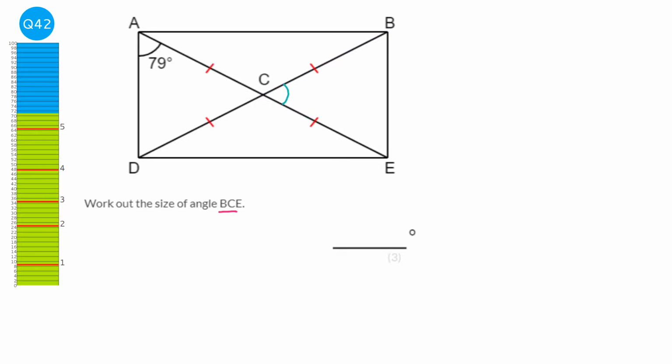Now, my advice for these kind of questions is always just try and work your way around the shape with angles you know. So, for instance, I'm going to start with this angle here, and we're going to call this angle ADC.